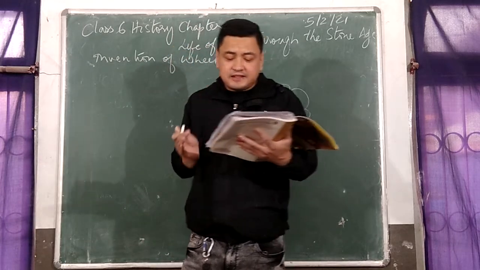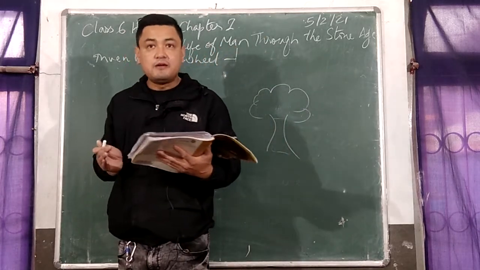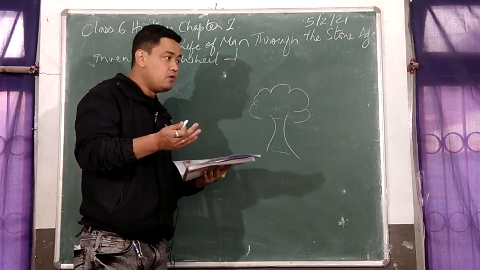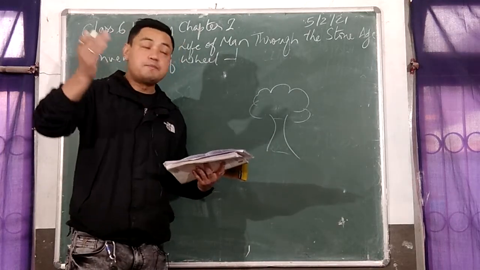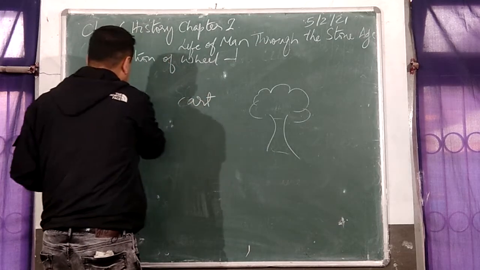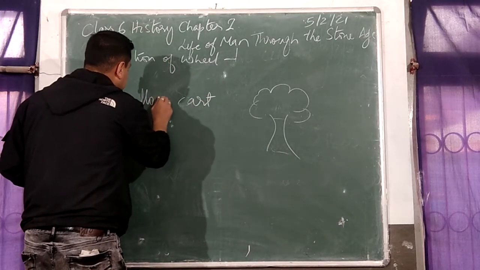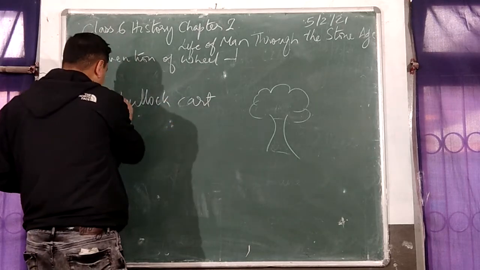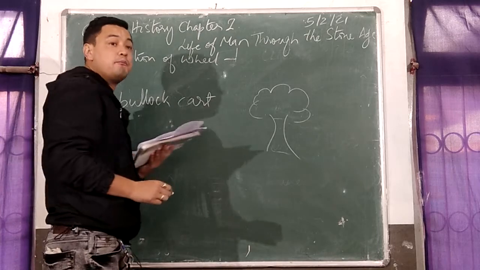It appears that the wheel was first used for making pottery, but before that, bullock cart, we have to know that the wheel was also used for other purposes. It was used as a cart, C-A-R-T, that is a bullock cart. Another thing is it was used for making pottery.